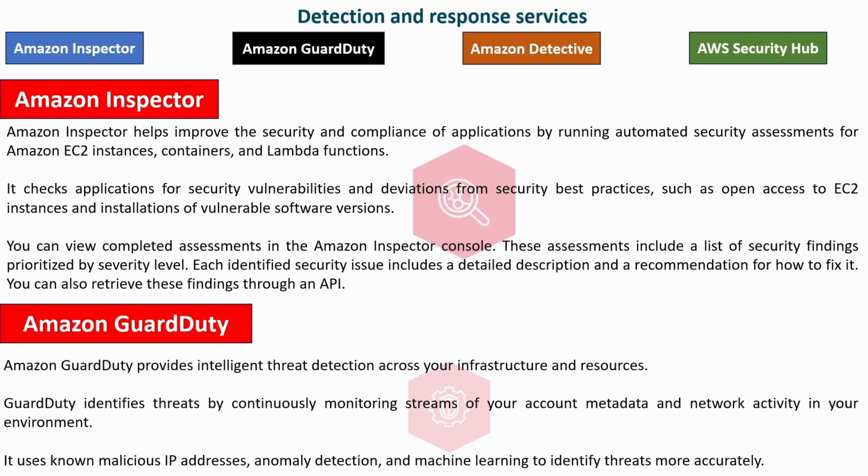It provides intelligent threat detection across your infrastructure and resources. GuardDuty identifies threats by continuously monitoring streams of your account metadata and network activity in your environment. It uses known malicious IP addresses, anomaly detection, and machine learning to identify threats more accurately. You can review detailed findings about any GuardDuty detected threats in the AWS Management Console. Findings include recommended steps for remediation. You can also configure AWS Lambda functions to perform remediation steps automatically.